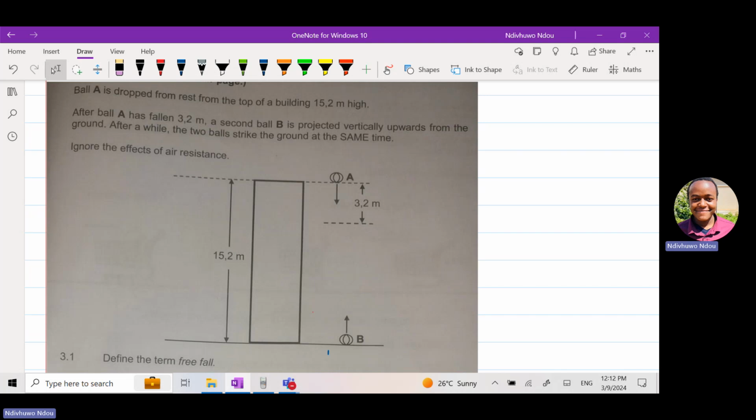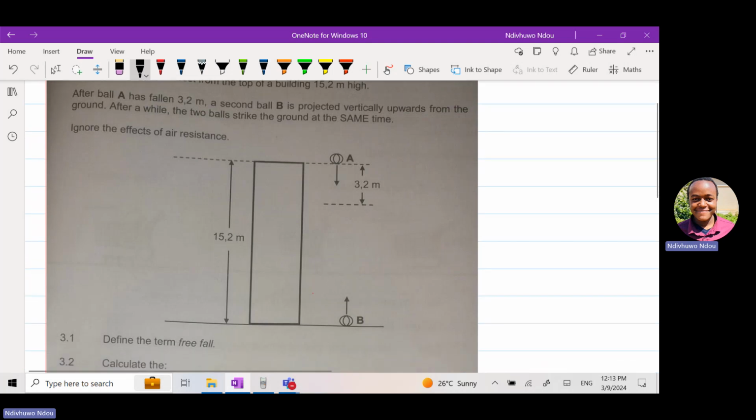They're saying after ball A, as you can see in the diagram here, has dropped to a height of 3.2 meters, a second ball, which is on the ground, which is B, is then projected vertically upwards from the ground. So after a while, the two balls strike the ground at the same time. I know quite a number of you might be saying, oh, how is that possible? I think there's quite an interesting thing to explore there.